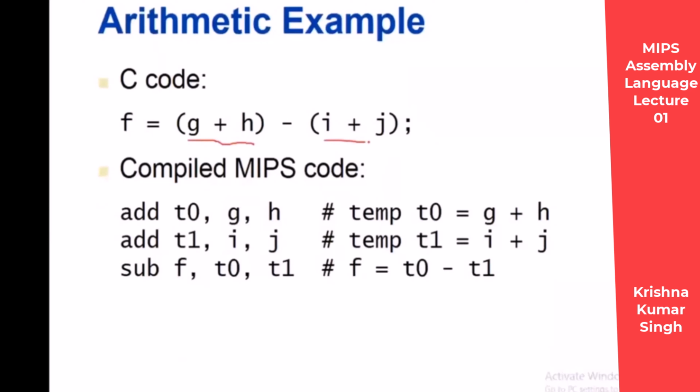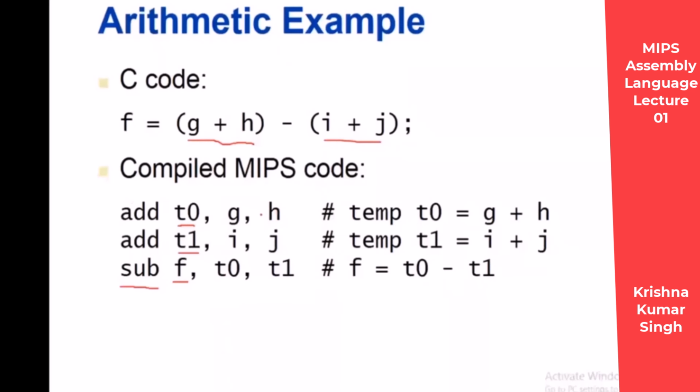First, we should compute each of these operations. For example, G plus H should be added together and stored in a temporary variable. Then I plus G should be added together and stored somewhere. And finally we should subtract. As you can see, this is the opcode for subtract, where the value of T1 should be subtracted from T0 and stored in another location.